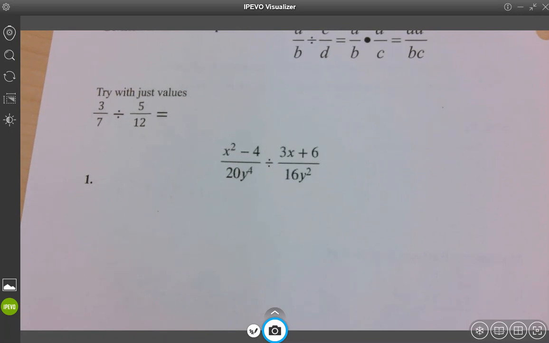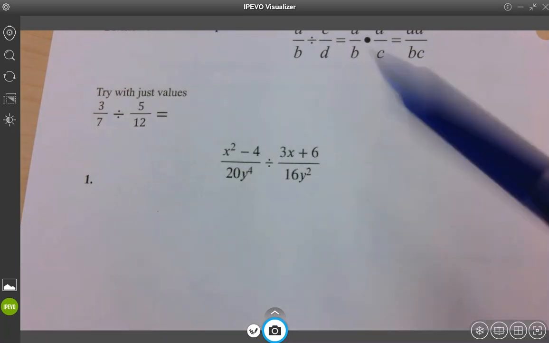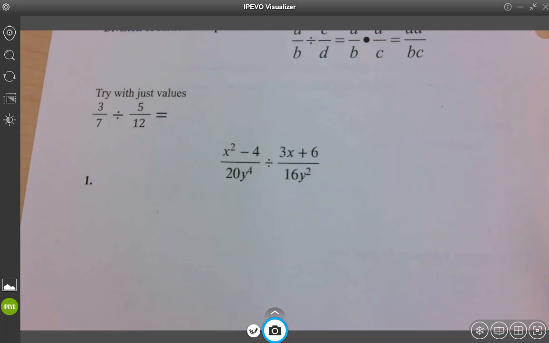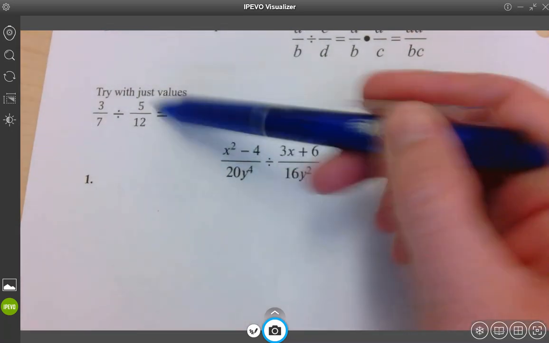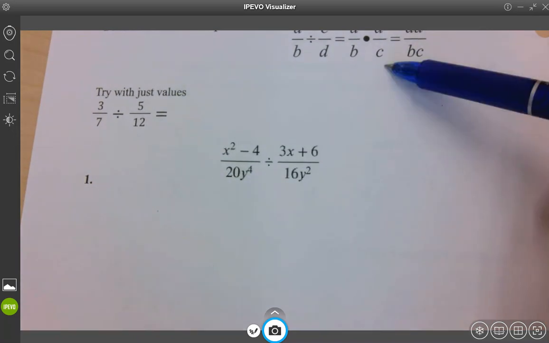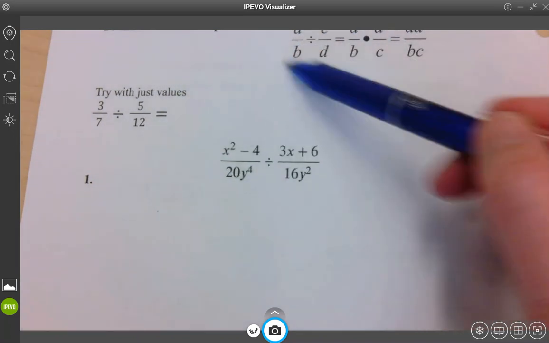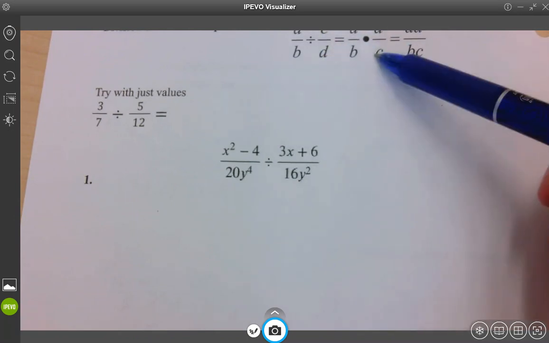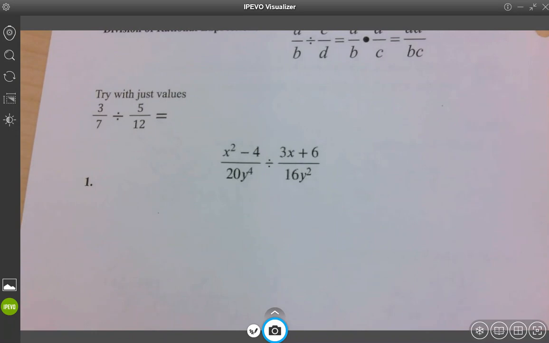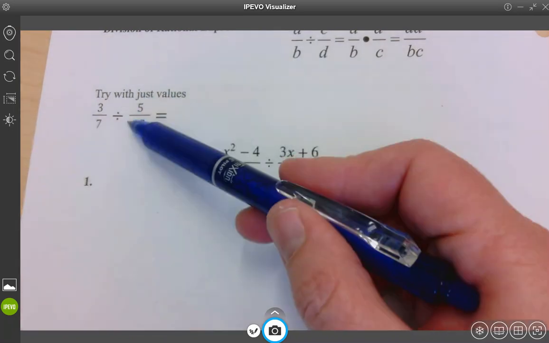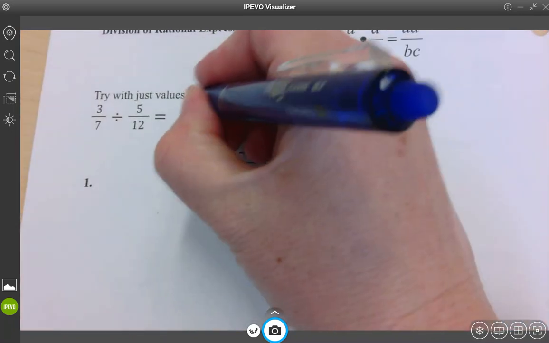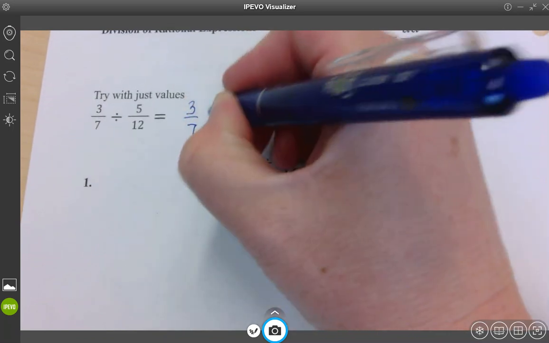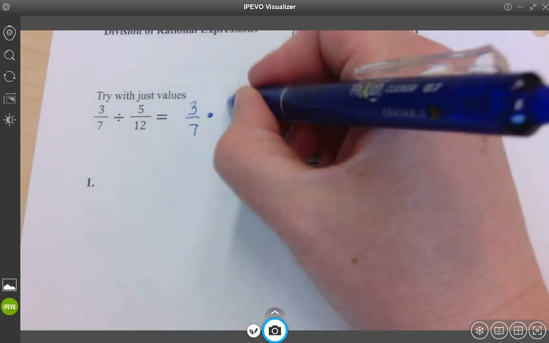We're still moving on. When you divide two fractions, you just have to add in one more step where you take your second fraction and you do its reciprocal and you multiply. So the first fraction stays the same, the second fraction becomes the reciprocal, and you multiply. It's just one more step. So trying that with numbers, you've got 3/7 and then multiply by 12/5.